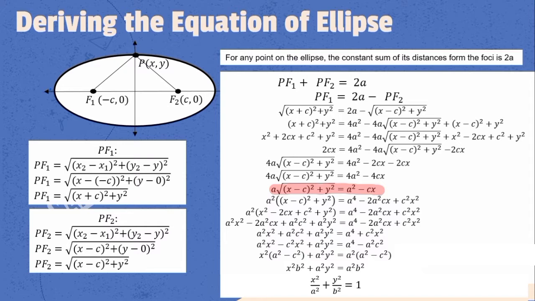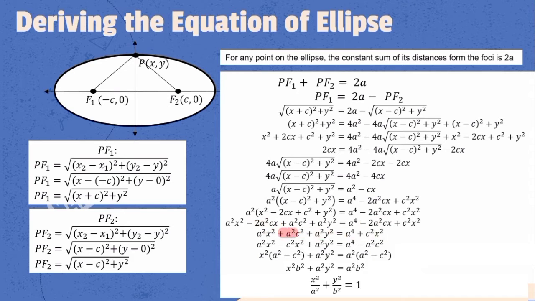Let us now get rid of the radical symbol on the left term by squaring both sides. This will give us the following result. Expanding this binomial will give us x squared minus 2cx plus c squared. Now distributing a squared to each of the terms in the parentheses will give us this result, while the right side remains the same. Canceling out common terms on both sides will give us this result.